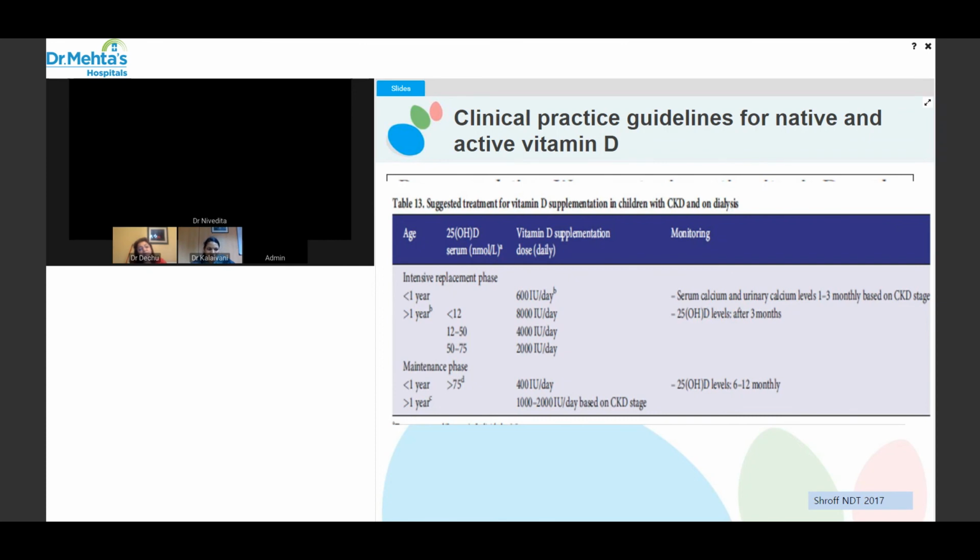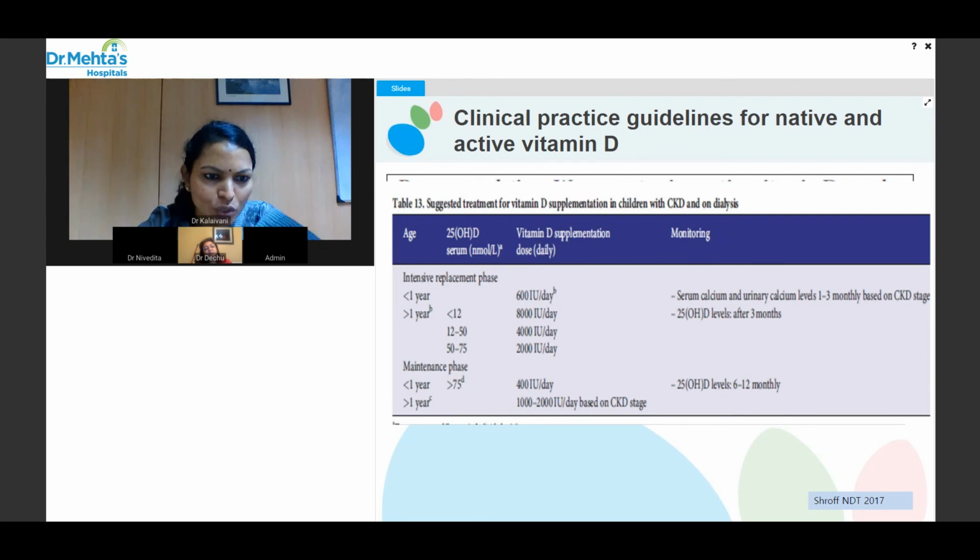Okay, fine, ma'am. Next is we are not screening for primary hyperoxaluria. As you have mentioned, CKD in a 6 months old child, which clinical features should suggest us to think of primary hyperoxaluria?